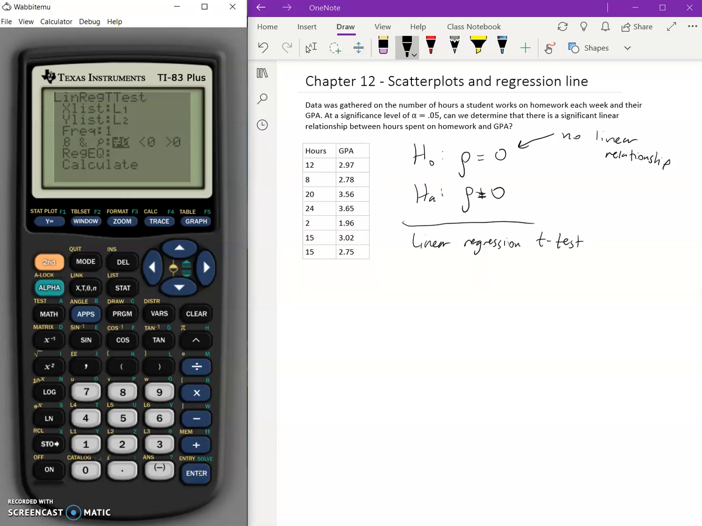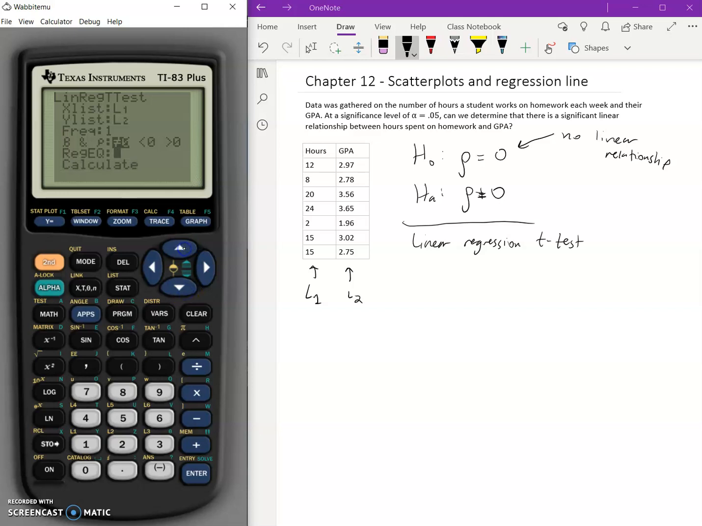Now our data is still entered into L1 and L2. So we still entered our hours here. We entered this data into L1 and we entered this data into L2, our X and Y. Our frequency is 1, that's good. Our alternative hypothesis, we're saying that we're not equal to 0. We're always going to have that chosen. And then we're going to calculate this.